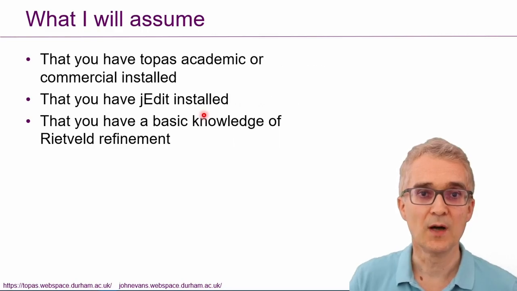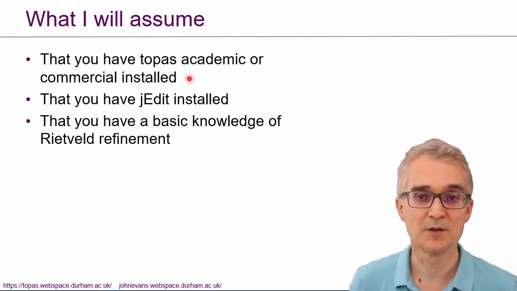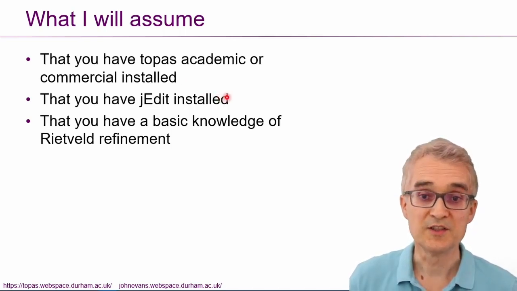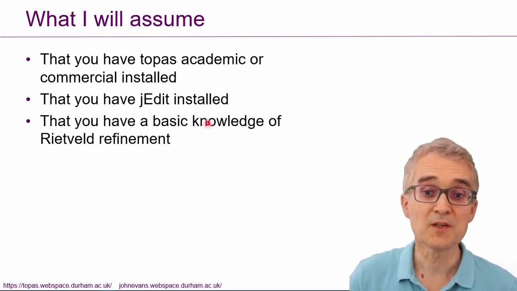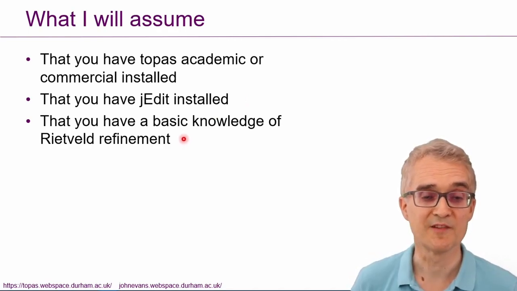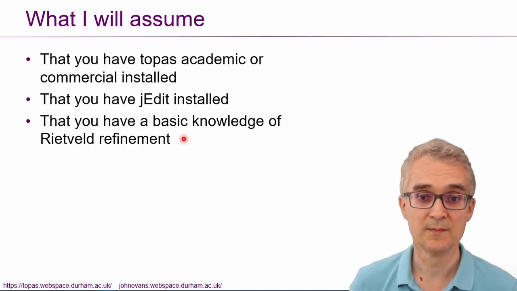I'm going to assume three things as we go through this video. I'm going to assume that you've already got TOPAS Academic or the commercial version of TOPAS installed. I'm going to assume that you've got jEdit set up on your computer already, and there's a video on how to do that if you've not done. And I'm going to assume that you've got a basic knowledge of Rietveld refinement. So maybe you've used other Rietveld software in the past, or you've read textbooks on the subject.